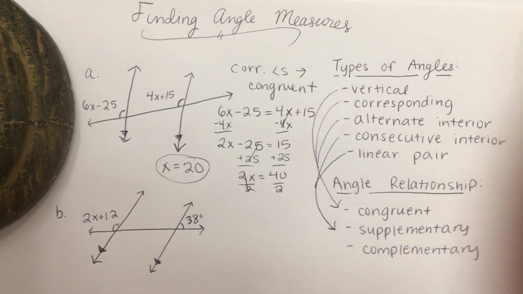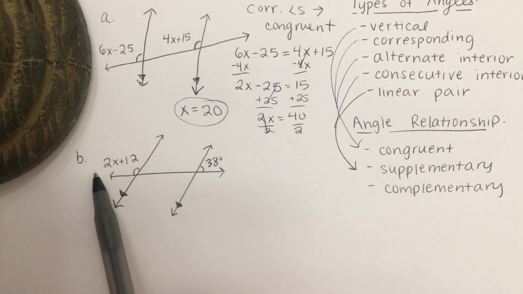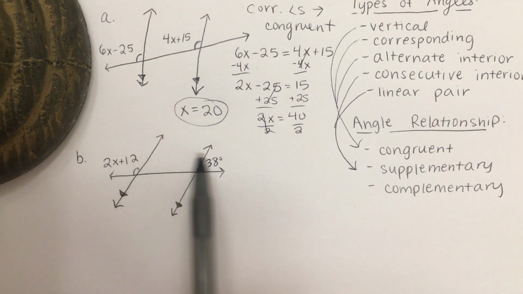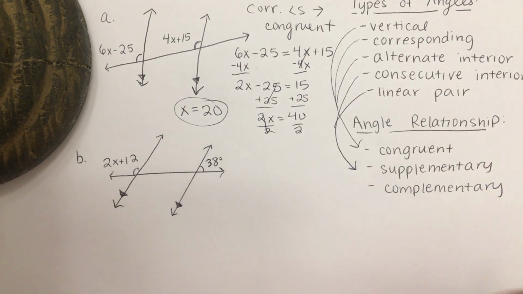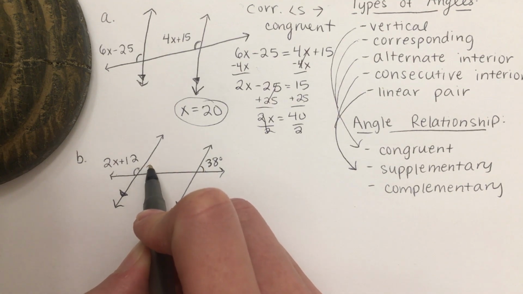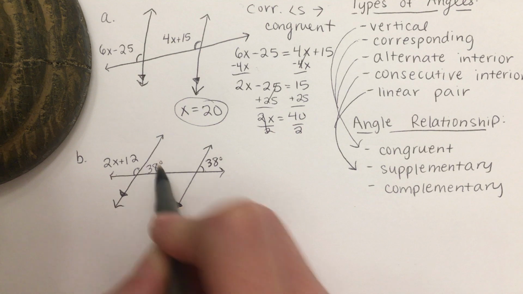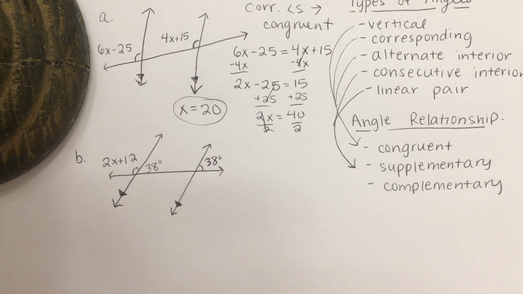So then quickly to look at this bottom example here, part B, we've got 2x plus 12 and 38. This type of angle here, there's actually not one that it matches, so we need to think about where this 38 corresponds to. So this 38 is actually going to correspond to this angle right here. And then I can see from there that 38 and 2x plus 12 are a linear pair.